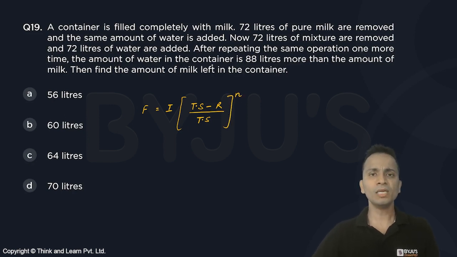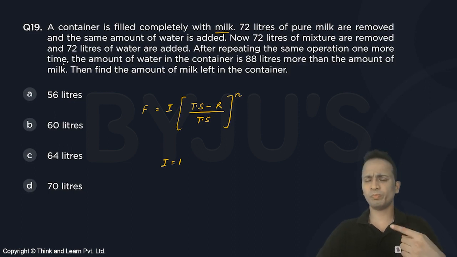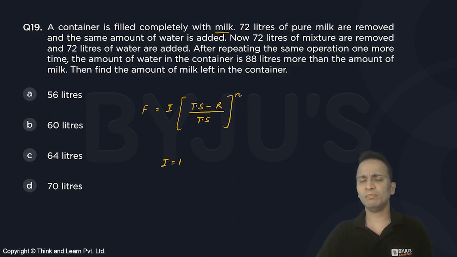Now, in this case, we started with pure milk. So the initial fraction of milk will be 1. So the value of I that I will substitute will be 1. Now after repeating the same operation one more time, so basically this operation is repeated 3 more times. I'll see what the operation is. The amount of water left in the container. So final amount of water is 88 liters more than the amount of milk.